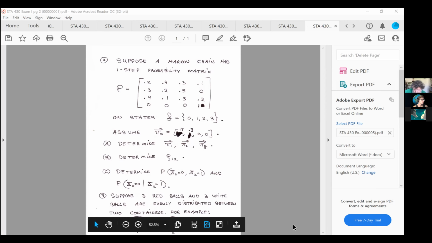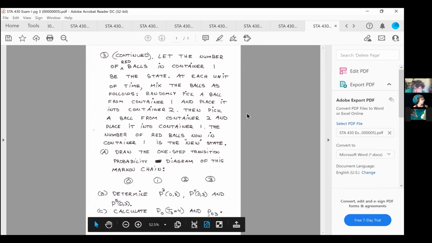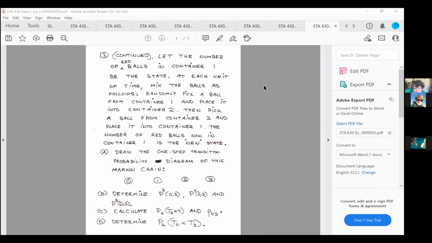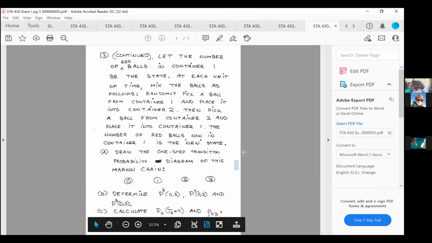Let me go to the next page. This works as simply as I hope it does. Yeah, I can open up the next page. Now let me see if I can share this with you. So page 3 describes some ways to mix balls from 2 containers. And you have to read this and then figure out how the diagram looks, and then find some 3, 4, 5 step transition probabilities. I think everything on here is something we've done again.